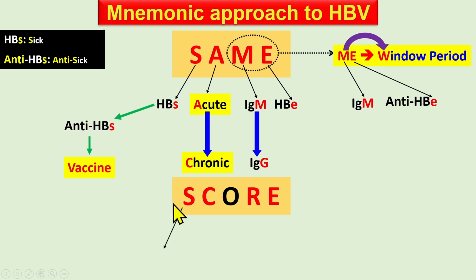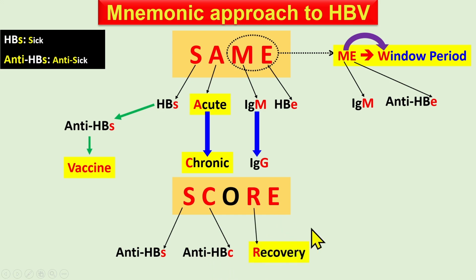What about the recovery phase? Recovery phase, remember the mnemonic SCORE. In the recovery phase, you will see antibodies: anti-HBS, anti-HBC, and anti-HBE. R represents the recovery phase, and E represents the anti-HBE. So SCORE: R represents recovery, and S, C, E represent your antibodies.